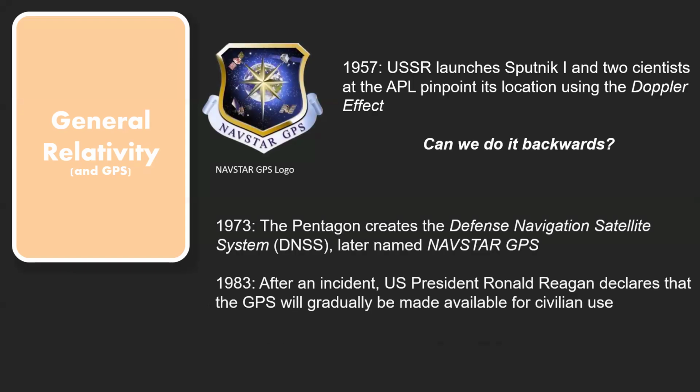And in 1973, the Pentagon actually creates the Defense Navigation Satellite System that was later called NASA GPS. And in 1983, after an incident, in which a civilian, commercial flight actually accidentally flew over Soviet airspace and got shot down, the US president at the time, Ronald Reagan, declares that the GPS will gradually be made available for civilian use, and now we all use it, not so much on a daily basis, but we use it very frequently.